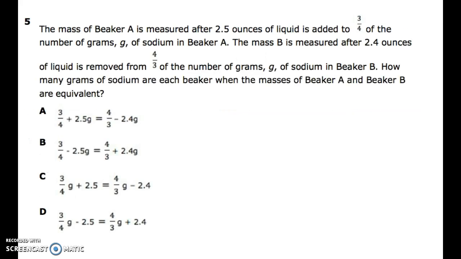5. The mass of beaker A is measured after 2.5 ounces of liquid is added to 3/4 of the number of grams, G, of sodium in beaker A. The mass of beaker B is measured after 2.4 ounces of liquid is removed from 4/3 of the number of grams, G, of solution in beaker B. How many grams of sodium are in each beaker when the masses of beaker A and beaker B are equivalent?